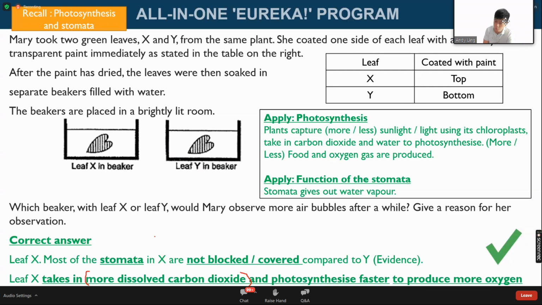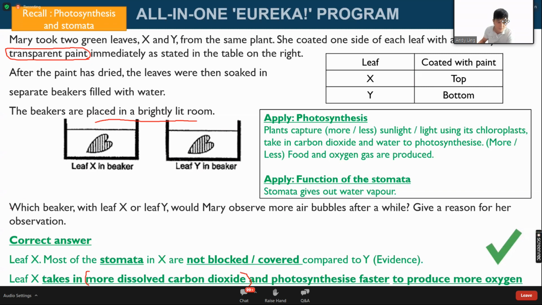If you tell me trap more sunlight, you also get it wrong. Because like we mentioned, they are placed in a brightly lit room, and it's a transparent pane, which means it allows all light to pass through. So you cannot use the word sunlight. So you can see the tricky part here: choosing the correct science concept, the factors affecting photosynthesis. That is the difficult one.